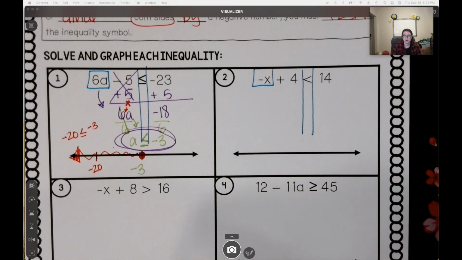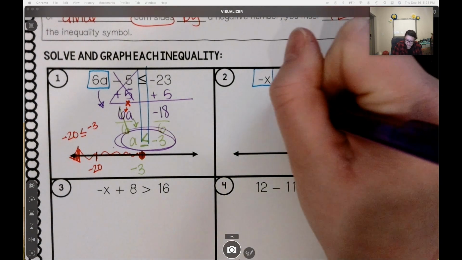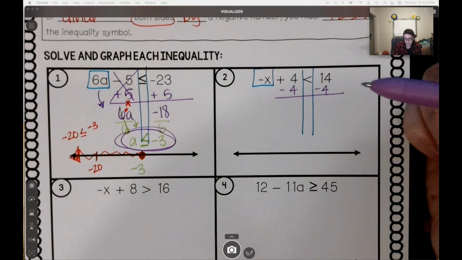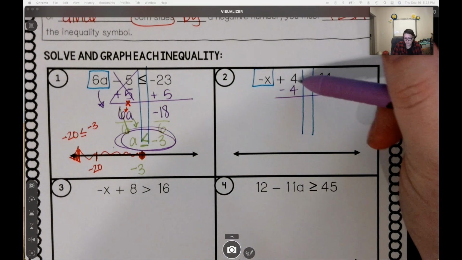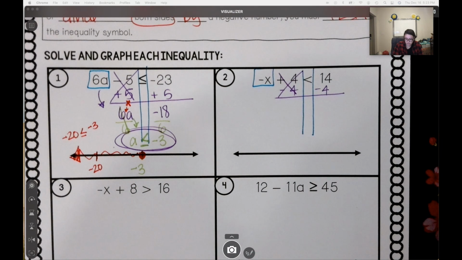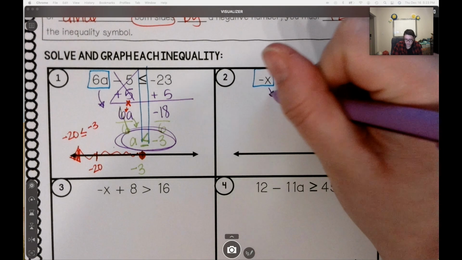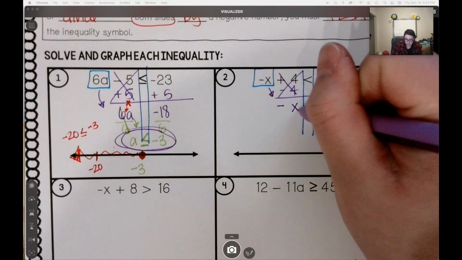How do I get rid of a plus 4? Minus 4. The inverse of addition is subtraction. So my plus 4, minus 4 are inverses. They cancel each other out. 14 minus 4 is 10. Bring down my minus x.